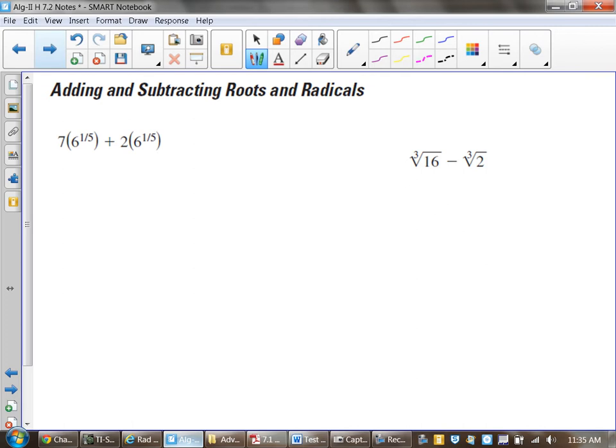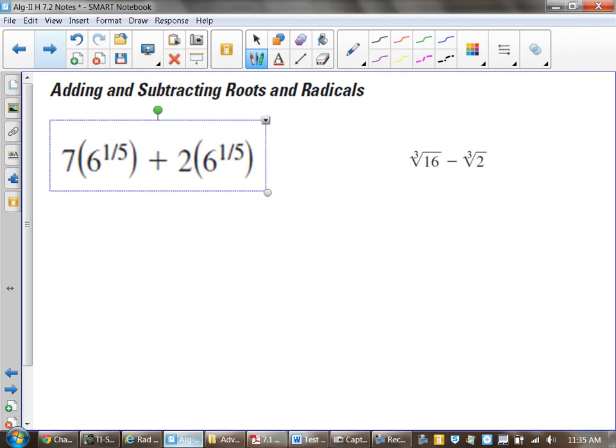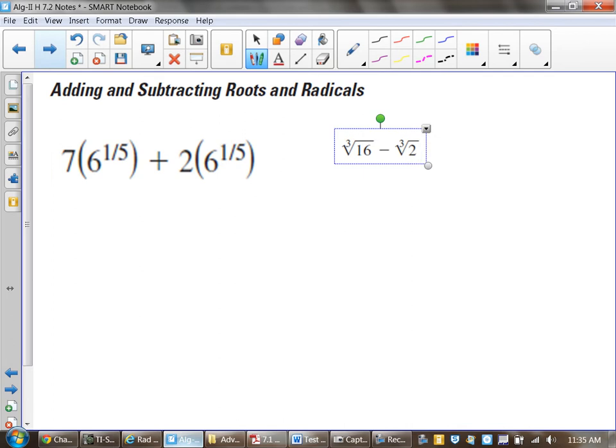Adding, subtracting, you treat it exactly like you would combining like terms. In order to be able to do that, you have to make sure you have the same rational exponent with the same term. You have to have the same nth root to be able to add or subtract as well.